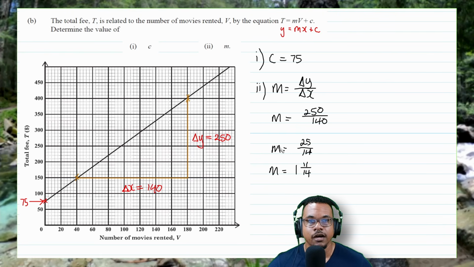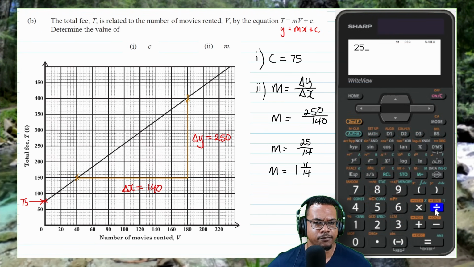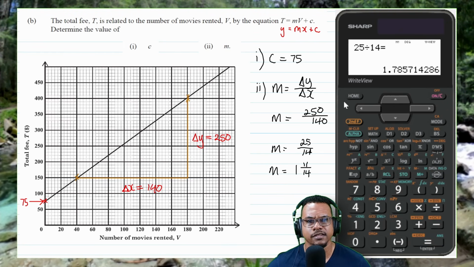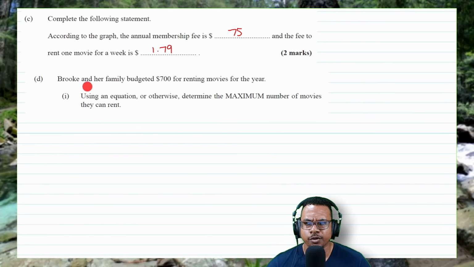The gradient worked out to be 25 over 14, which is 1 and 11 over 14. We want to write that in terms of money, so I would pull up the calculator and just divide it. 25 divided by 14 as a decimal, money is 2 decimal places, so we're stopping at the 8. After is a 5, so let's go up by 1, so 1.79. $1.79.